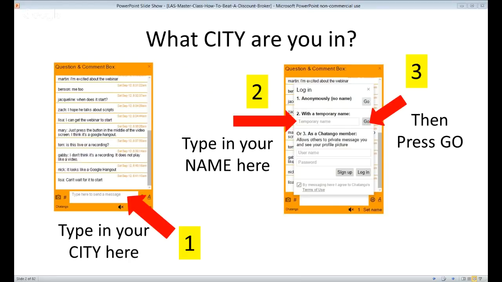Right now, it looks like we've got Ruby from San Gabriel, California. Welcome, Ruby. And we've got Mary from Miami. Welcome, Mary from sunny Miami. And we got Keith from Appleton. Keith, it's good to have you here.